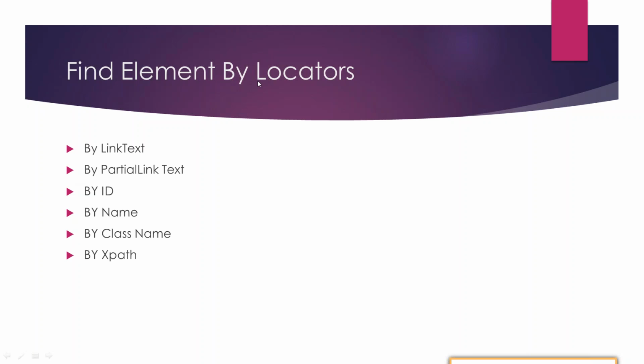Next, find element by locators. See, I told you what locators we have in Selenium. There are 8 locators, but here I have given by link text, by partial link text, by ID, by name, by class name, by XPath. How many does it cover? 3, 3, 6. Where are the remaining? I told you the remaining is nothing but CSS selector. So CSS selector is not given here.